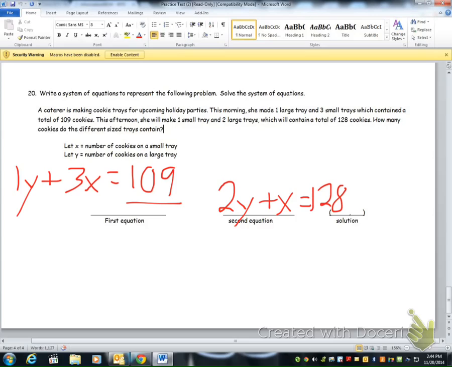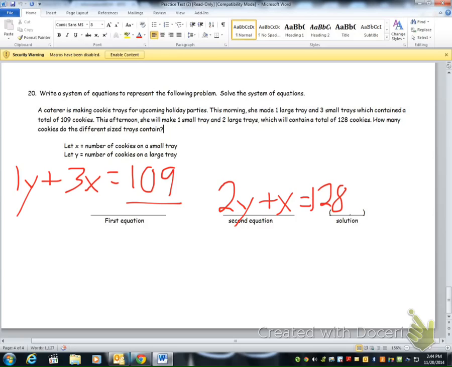Now, guys, if you don't know how we eliminate with this, then you should probably listen because I'm about to show you. Rather than asking loudly, how do we eliminate with this? Just listen. I'm going to show you. And take notes. Alright, so our two equations are 1y plus 3x equals 109 and 2y plus x equals 128.